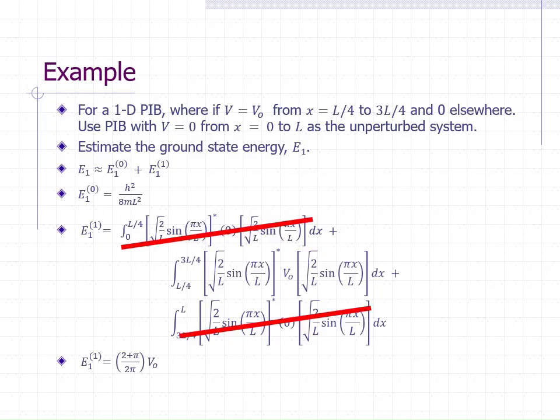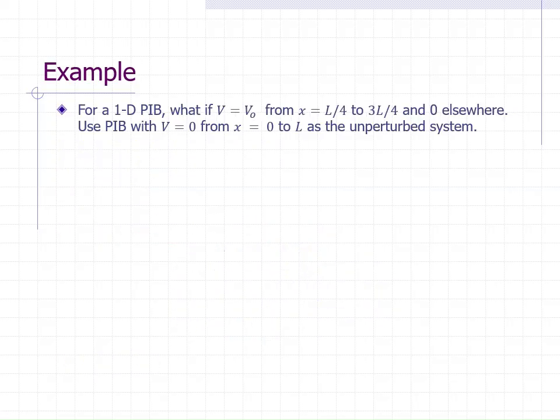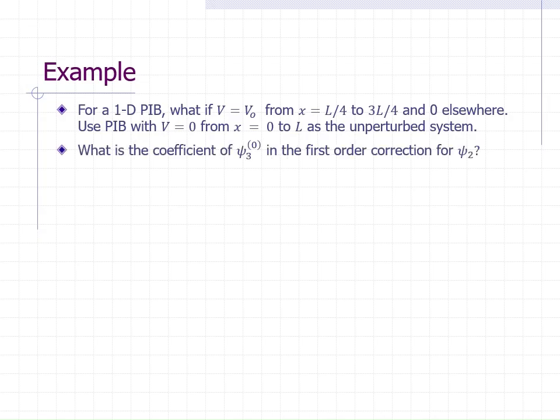We add this to the h squared over 8ml squared to get the first-order approximation for the ground state. Let's take a look at the first-order correction to the wave functions for the same example. What would be the coefficient of the third unperturbed state in the first-order correction to the second state?